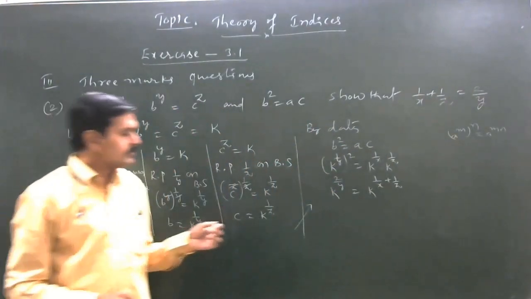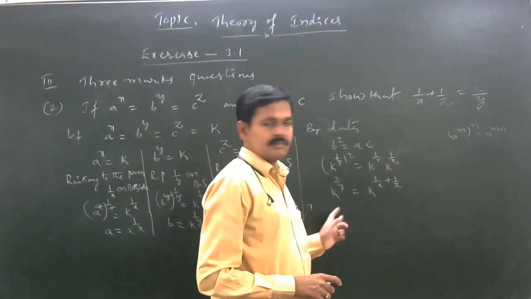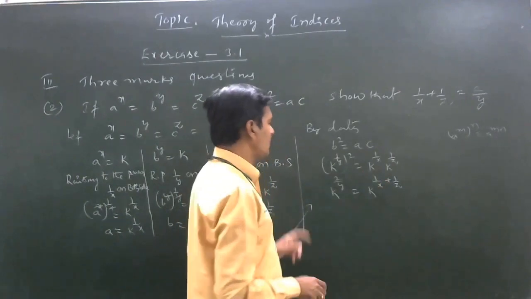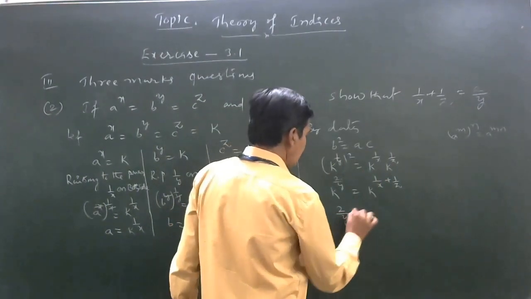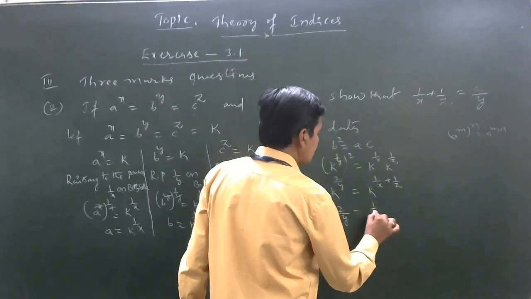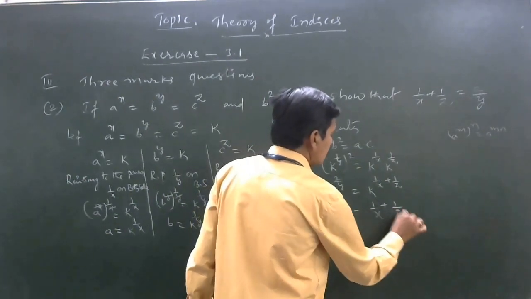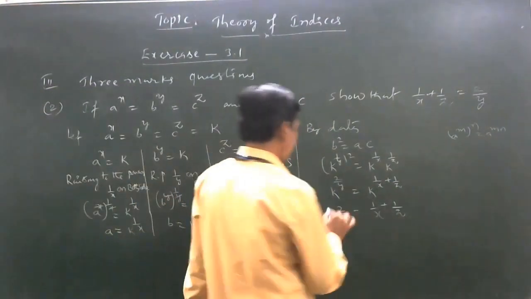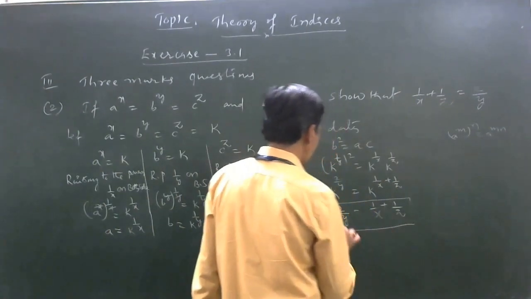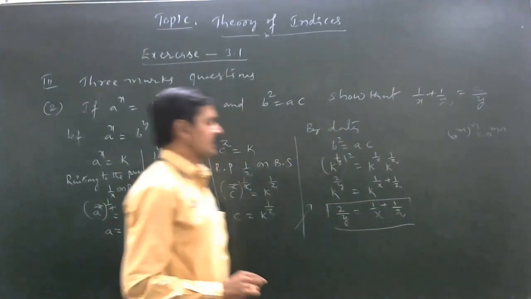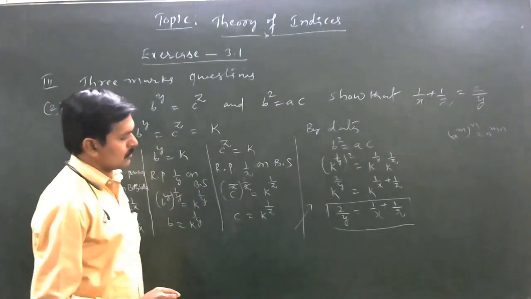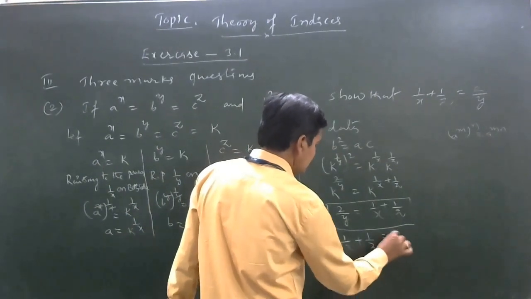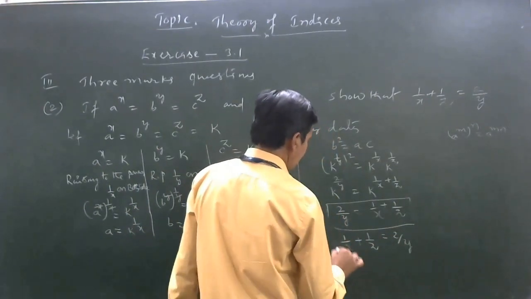Here we observe that on both sides the base values are equal. Base values being equal means we equate the power values on both sides. 2 divided by y equals 1 by x plus 1 by z. It is to prove, or to show, that 1 by x plus 1 by z is equal to 2 by y.